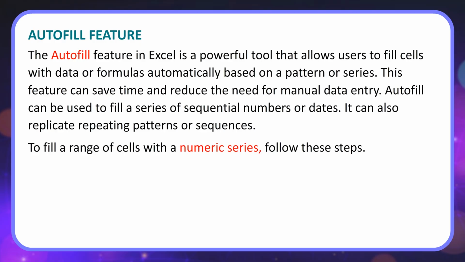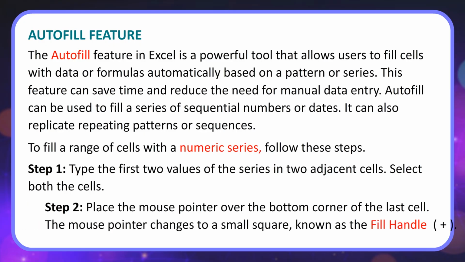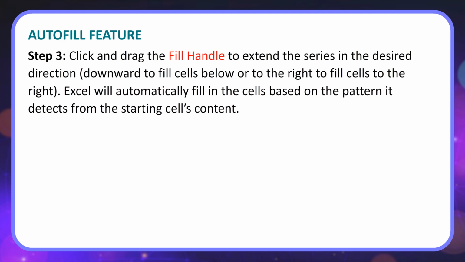To fill a range of cells with a numeric series, follow these steps. Step 1. Type the first two values of the series in two adjacent cells. Select both the cells. Step 2. Place the mouse pointer over the bottom corner of the last cell. The mouse pointer changes to a small square, known as the fill handle. Step 3. Click and drag the fill handle to extend the series in the desired direction, downward to fill cells below or to the right to fill cells to the right.